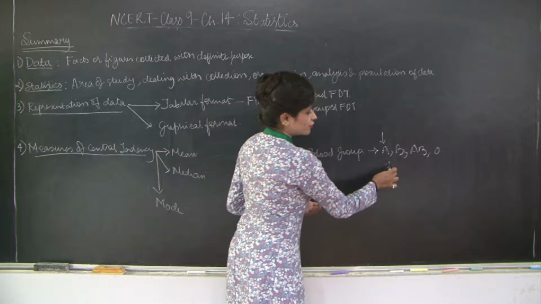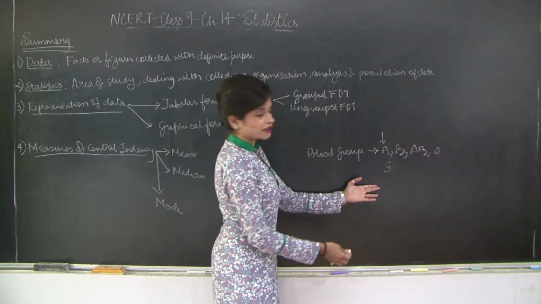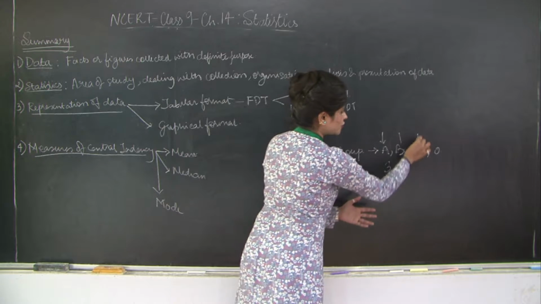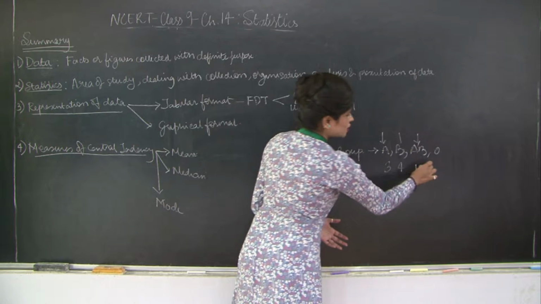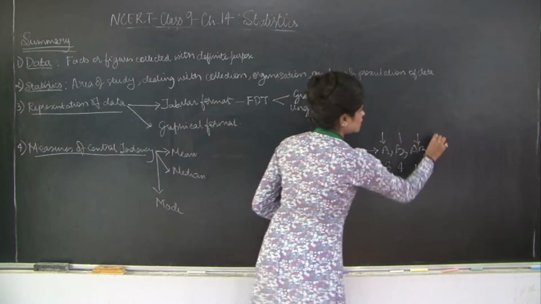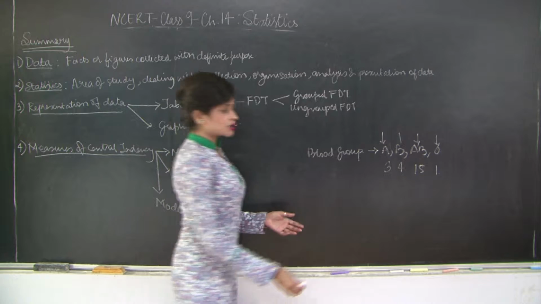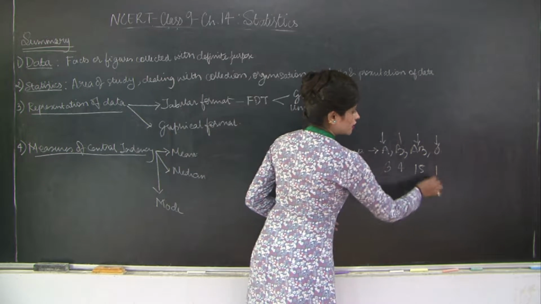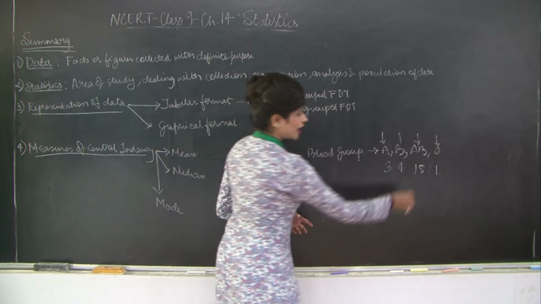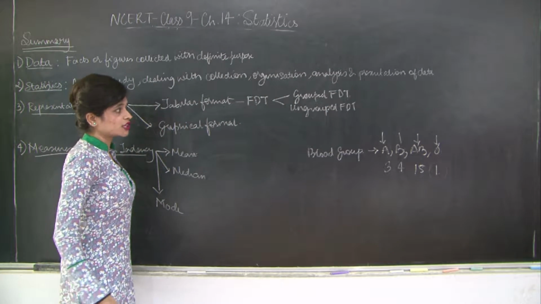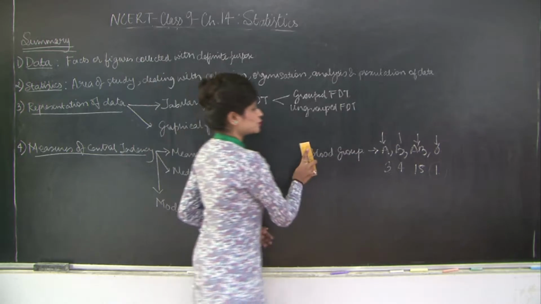Let's say there are 3 patients who have blood group A. There are 4 patients who have blood group B. Then there are 15 patients who have the blood group AB, and there is just 1 patient who has the blood group O. So this will help you find out that O is the rarest blood group, whereas AB is the most frequent blood group. So this was about the ungrouped frequency distribution table.